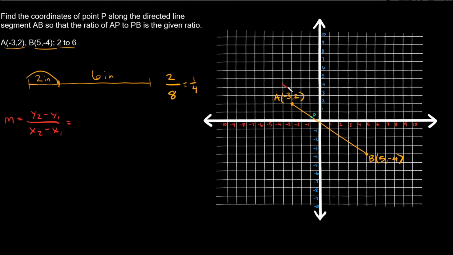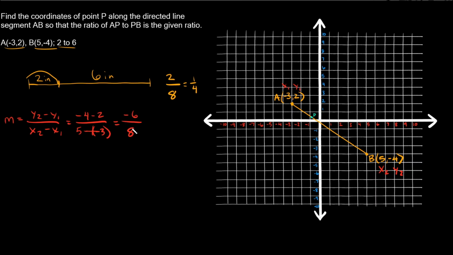So A we can say is x of 1, y of 1, and B we'll say is x of 2, y of 2. Okay, so first of all, we need y of 2 minus y of 1, right? So we need -4 minus 2, over x of 2 minus x of 1, so 5 minus -3. Okay, so -4 minus 2, that's equal to -6. And 5 minus -3, that's the same thing as 5 plus 3, which is equal to 8.